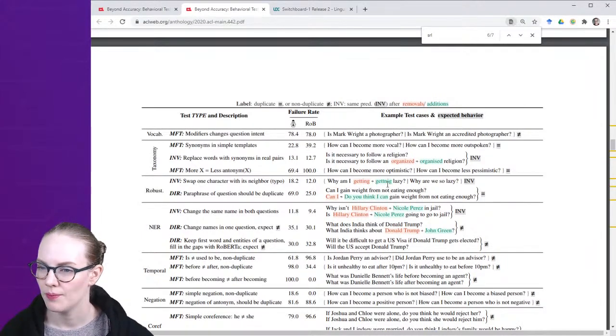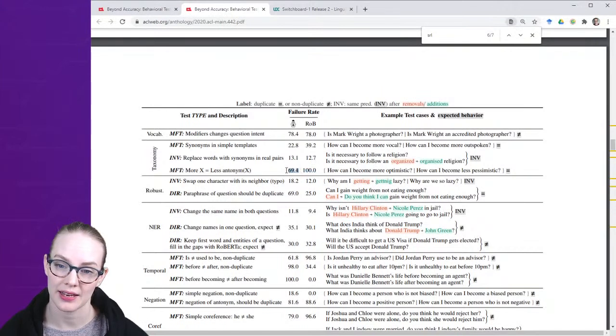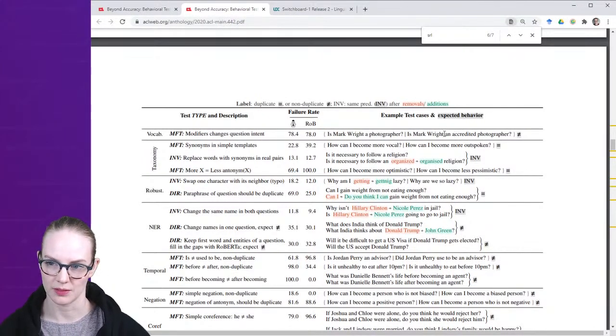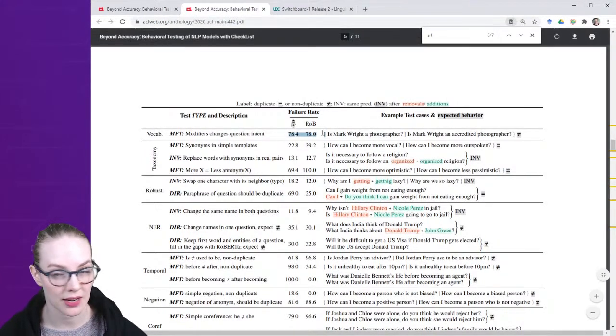So how do I become more optimistic is the same as how do I become less pessimistic. And RoBERTa got that wrong 100% of the time, and BERT got that wrong 69, 70% of the time. Modifier changes question intent, so these are not the same. Is Mark Wright a photographer? Is Mark Wright an accredited photographer? And they are marked as the same about 80% of the time by both models.